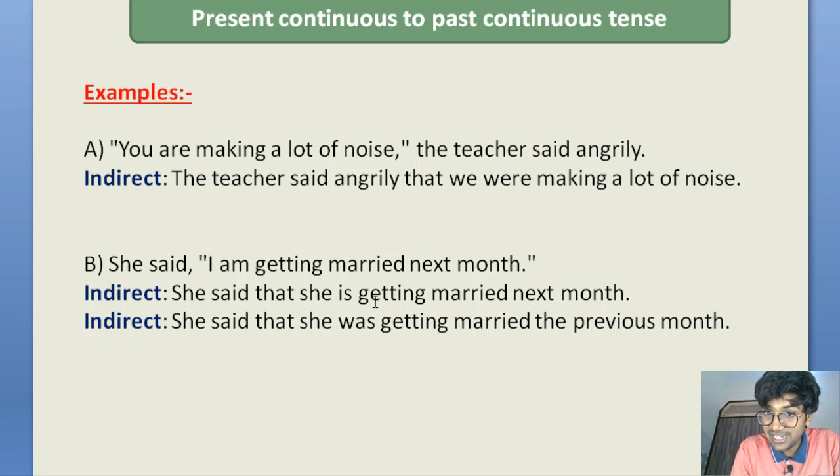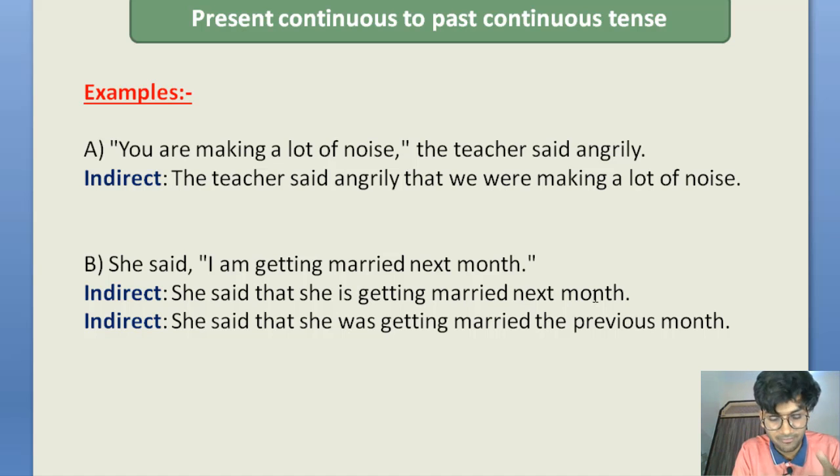She said, "I am getting married next month." She said that she is getting married next month. So let's suppose she said that to me on 15th August, and I am narrating it to somebody on 20th August. On that day, this is still true, so I cannot backshift the tense. She said that she is getting married next month.